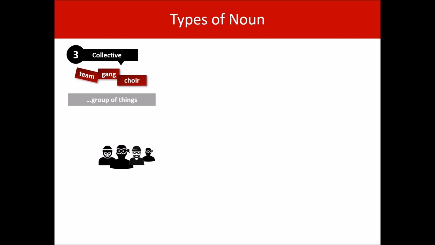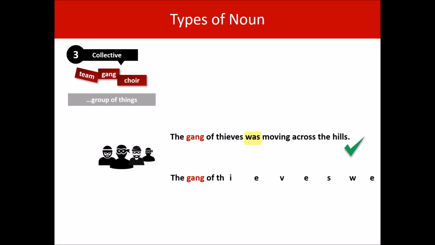The thing about collective nouns is they can be singular or plural. Now try to treat them as singular, as in this example. The gang of thieves was moving across the hills. This is correct. But look at this. The gang of thieves were wearing different masks. When the focus is on the individuals within the group, it is possible to treat a collective noun as plural. So this is also acceptable. That's enough about collective nouns.